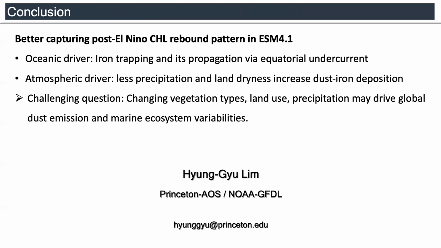This mechanism can be reflected in the future projections for marine ecosystem variability. The change in wind, vegetation, moisture, and dust emission will be very critical to marine ecosystem change through the atmospheric iron supply.